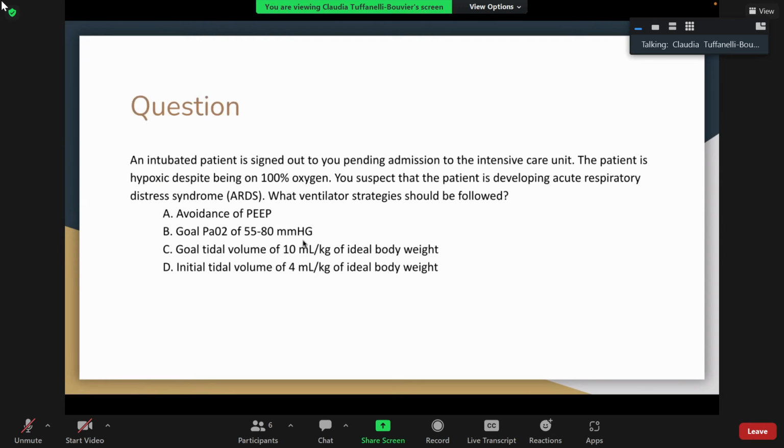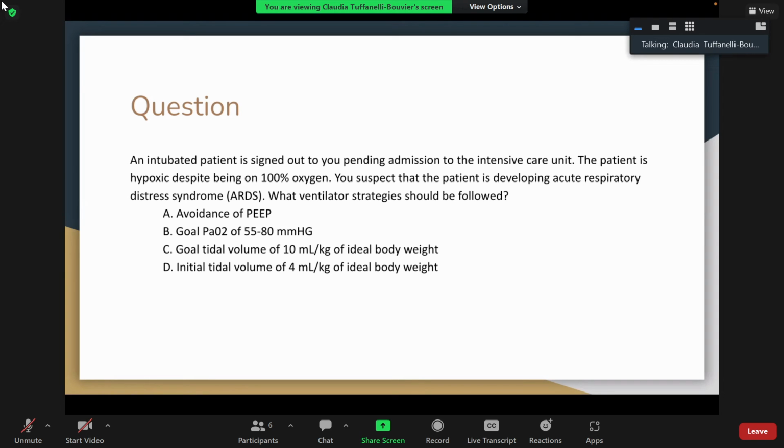This is a tough one, and I'm using this question so we can talk about ARDS. An intubated patient is signed out to you pending admission to the intensive care unit. The patient is hypoxic despite being on 100% oxygen. You suspect that the patient is developing acute respiratory distress syndrome. What ventilator strategies should be followed?